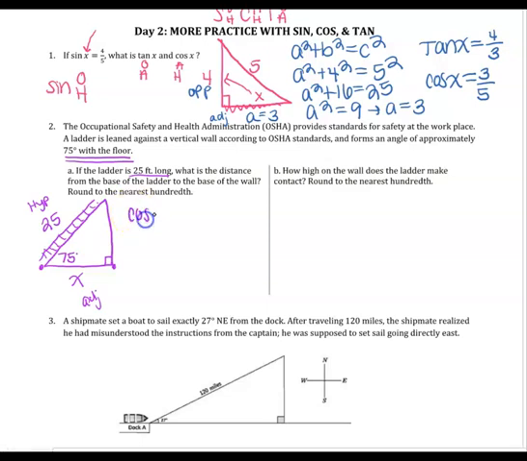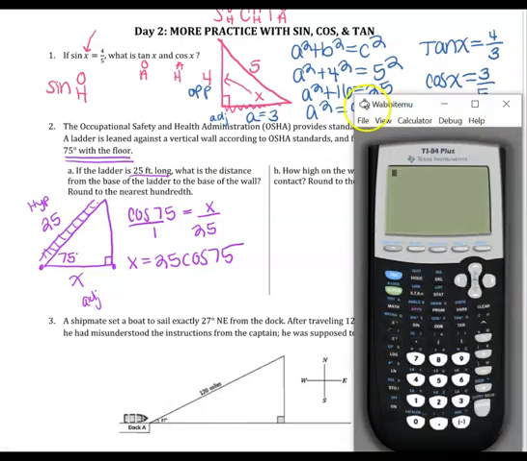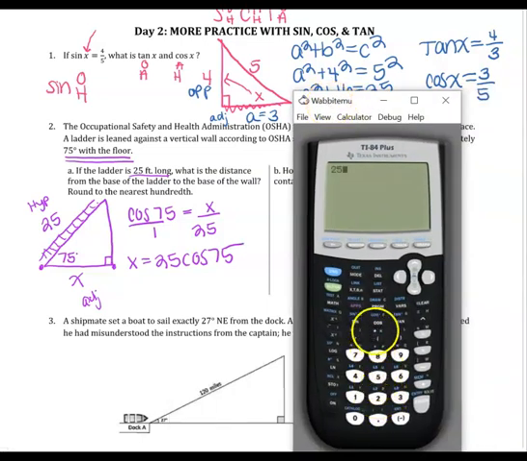So this is cos of 75 equals x over 25. And now we're set up like we were yesterday. So if I put this over 1, I can cross multiply. And this would be 25 times the cosine of 75. Now I go to my calculator. And you can type it in just as you see it. So to the nearest hundredth, I am getting 6.47.